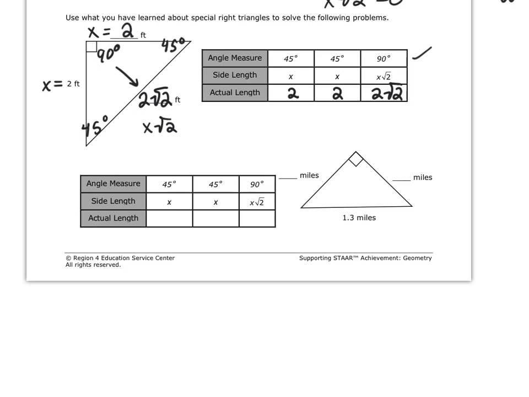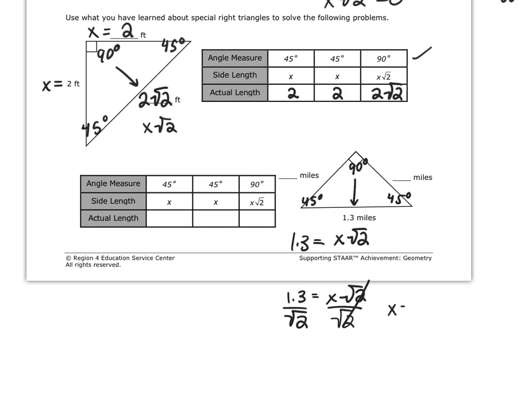This one gives us the hypotenuse, but it doesn't give us the legs. This is an isosceles right triangle, so I'm just going to go ahead and label those angles right there. And I know my 90 degrees is opposite of my hypotenuse, and my hypotenuse is equal to x square root 2. So 1.3 equals x times square root 2. That's a one-step equation. To solve it for x, I just need to divide both sides by the square root of 2. So then my square root 2's cancel out over here, and I know that x is going to be equal to 1.3 divided by the square root of 2.